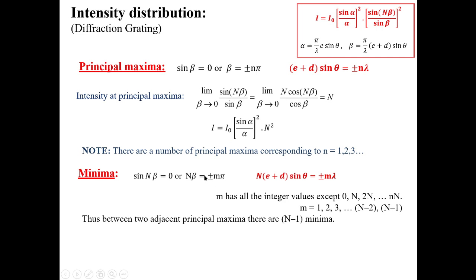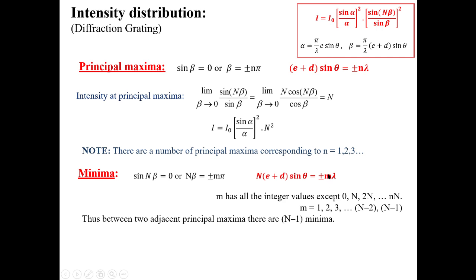Using this expression, the condition for minima becomes capital N times (e plus d) sin theta equal to plus minus m lambda. We can see here that the value of m can be 1, 2, 3, 4 and so on, but the value of m cannot be 0. If it is 0, then this condition becomes (e plus d) sin theta equal to 0. So m equal to 0 is a condition for principal maxima. So if we are talking about the minima, we will not take the value 0 for m.